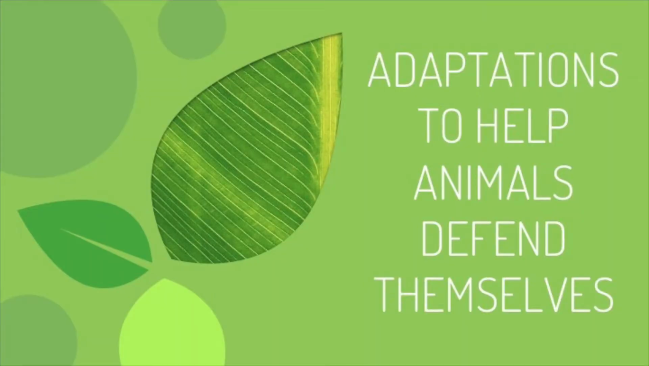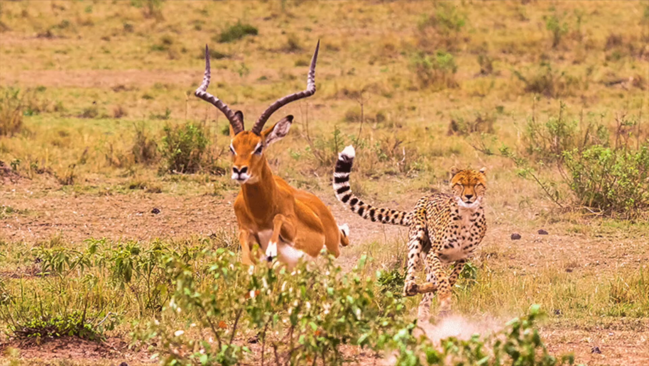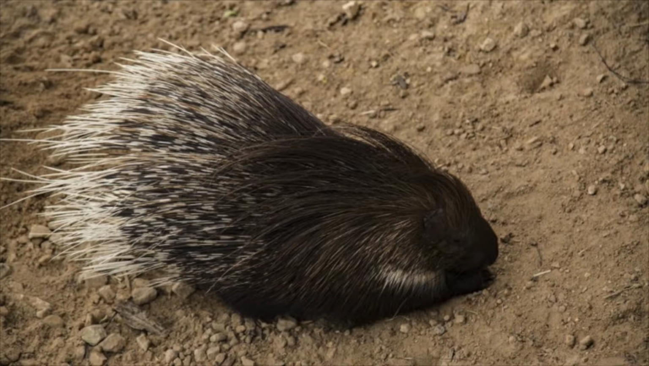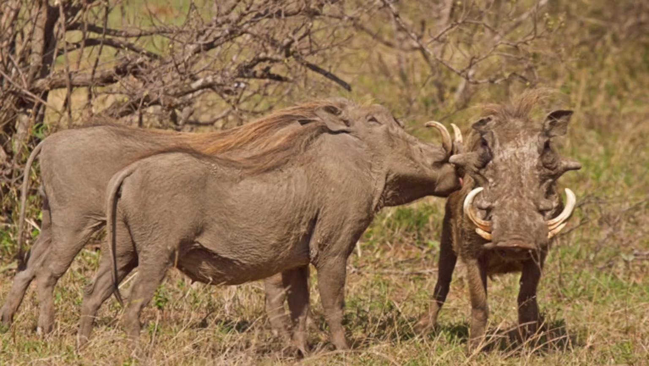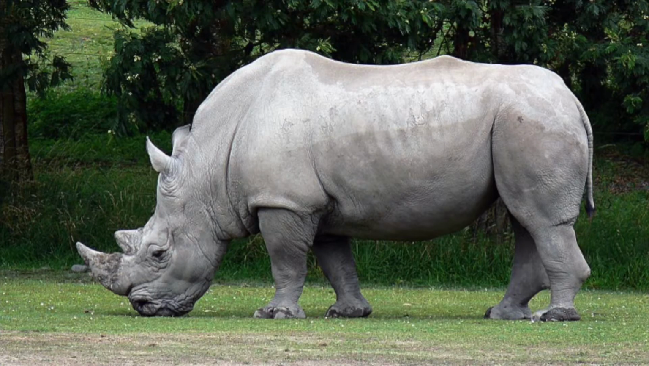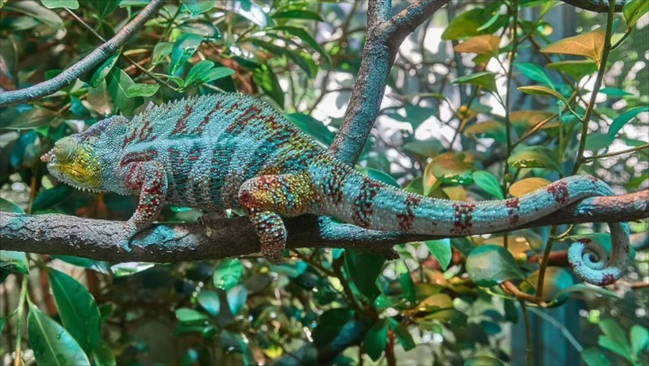Now, let's look at some real adaptations animals have that help them defend themselves. You want your organism to be able to find food, but not to be some other animal's prey. Some animals have quills, like this porcupine. Others have tusks, like these warthogs, or horns, like the rhino, to protect themselves from predators. Other animals use camouflage, like this chameleon, that helps them blend into their ecosystem so that predators can't find them.